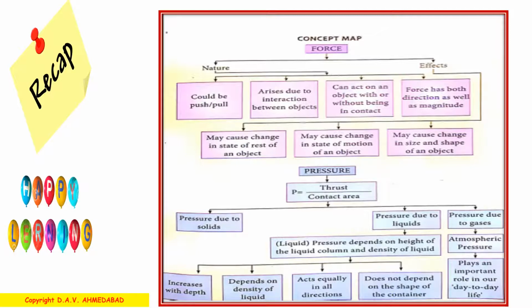Coming to pressure, pressure is thrust by contact area. So pressure due to solid is the thrust or the force divided by the area of contact. Pressure due to liquids: liquid pressure depends on the height of the liquid column and the density of the liquid, and it increases with depth. It acts equally in all directions. It does not depend on the shape of the container. Very important: liquid pressure does not depend on the shape of the container.